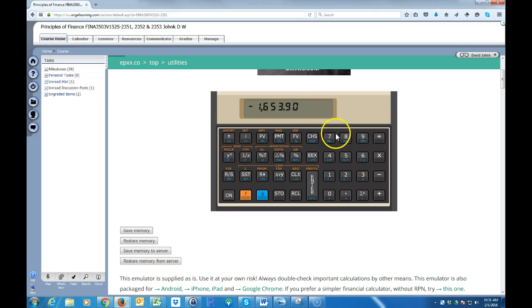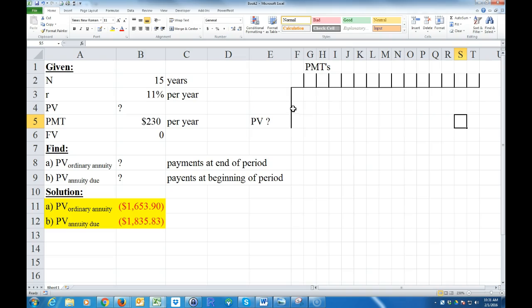If you look here, negative 1653.90. Now, if I want to do it at the beginning, up here you see in the blue, it has a beginning and end. So I'm going to hit the blue key and go beginning. And it says begin on the calculator. And I'm going to hit the present value again. And it's a negative 1835.83. And that's what we have here, the negative 1835.83. So as simple as that.